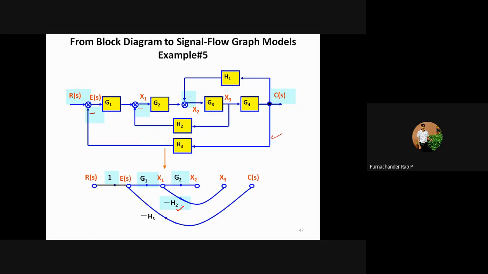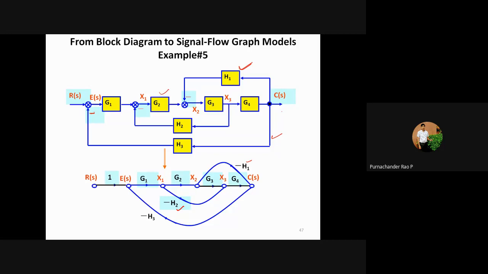And then after that, gain G2 to X2. And again from X2, there is a value of G2 and H1. So H1 will be taken outside from the C of S. So again, this is a minus H1. And then G3 from X2 to X3, and then the other value is G4. So this finishes your signal flow graph for the given block diagram.